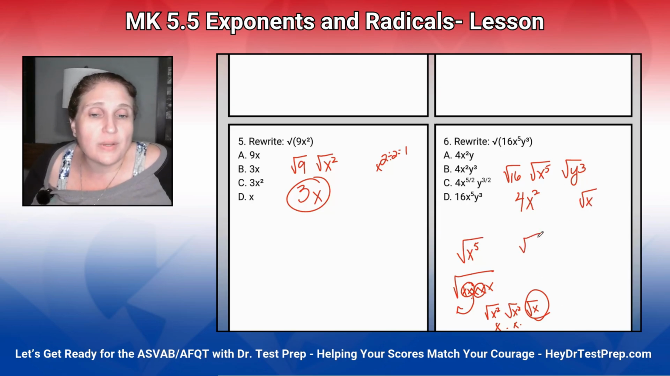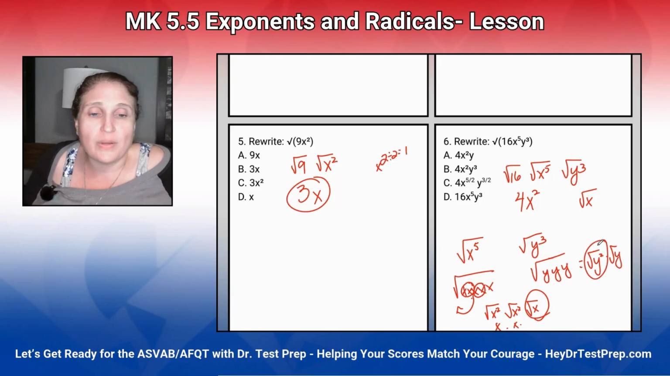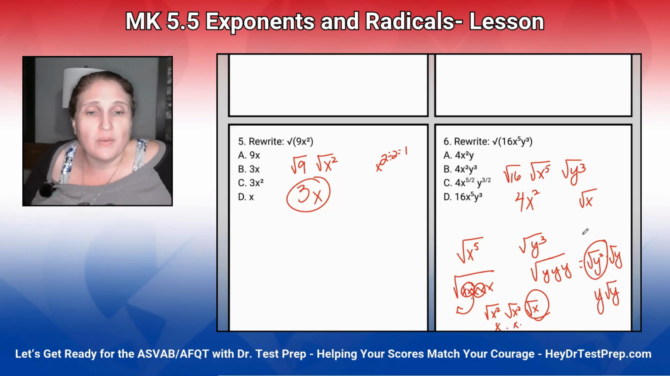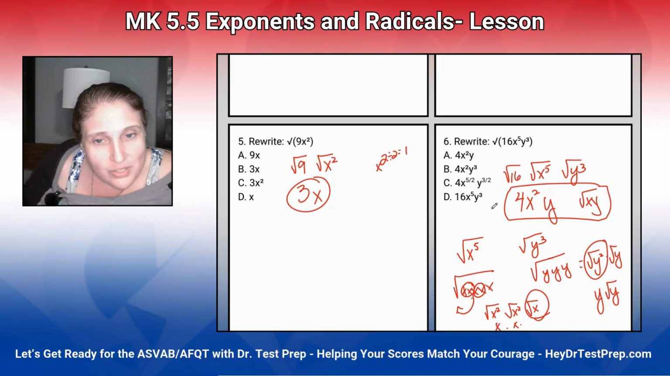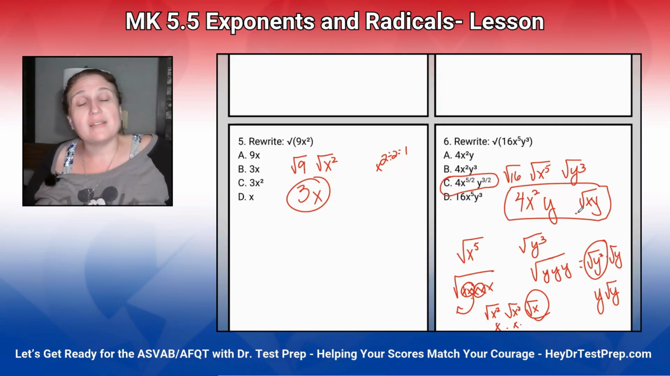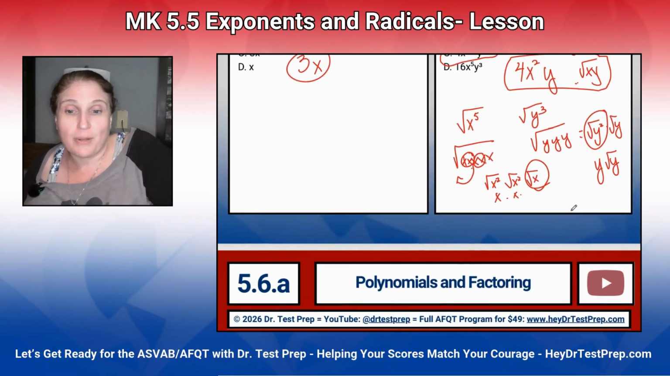Same thing here. The square root of y cubed is there's 3 y's underneath. Well, we know that's the same thing as saying y squared and y. The square root of y squared is y, and 1 y is left inside. So this is the correct answer. They want you to put, this is a really poorly written question. This is the one that they want you to write. But that is how we would do it if you were in advanced algebra.